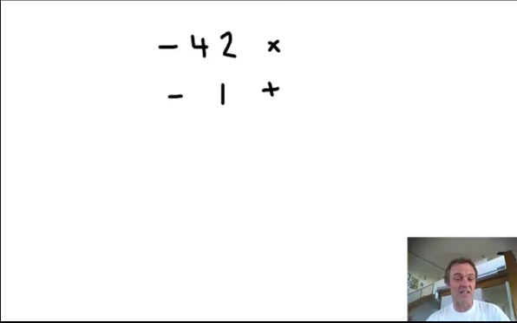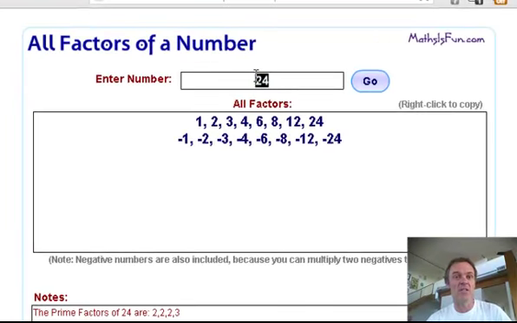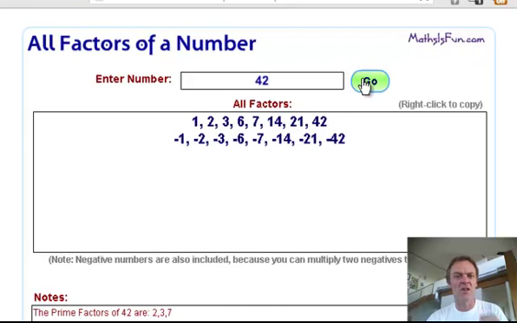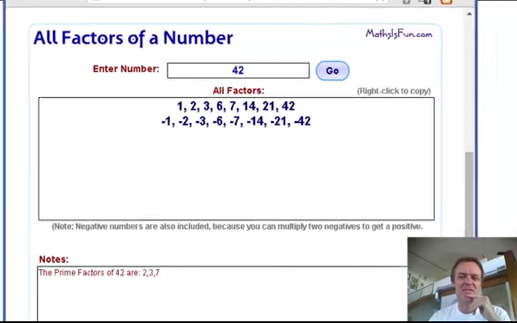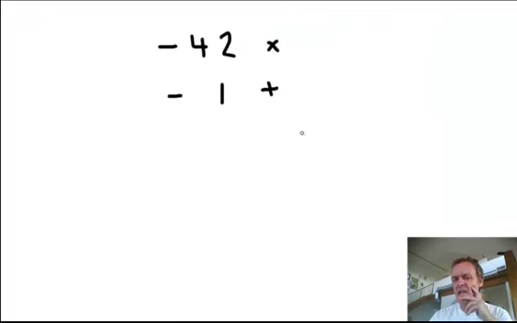Right, what times what makes 42? Well, again, we can go back to that side. We can put 42 in here and hit go. 1 times 42, 2 times 21, 3 times 14, 6 times 7. Isn't that our usual one? So the two numbers, I need more negatives to make the negative 1 when I add. So I would go for negative 7 and positive 6. So there are the two numbers that make negative 42 when you multiply, that make negative 1 when you add.